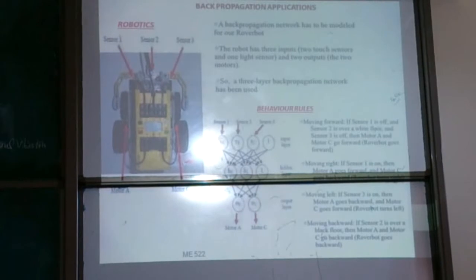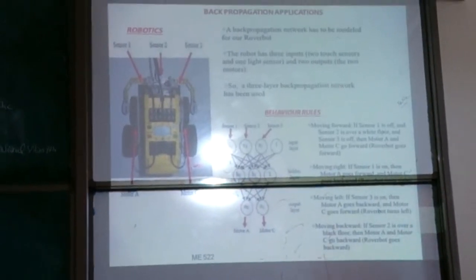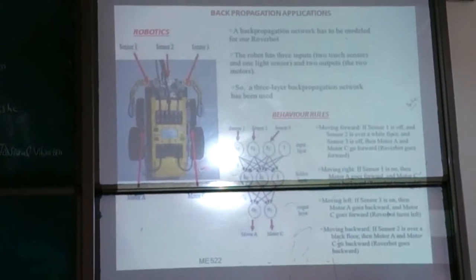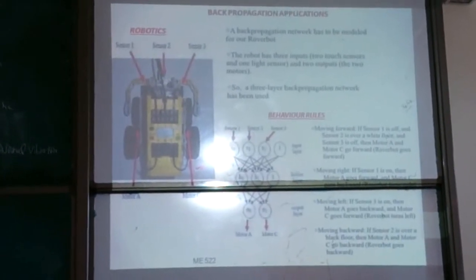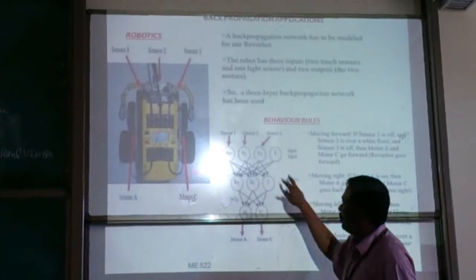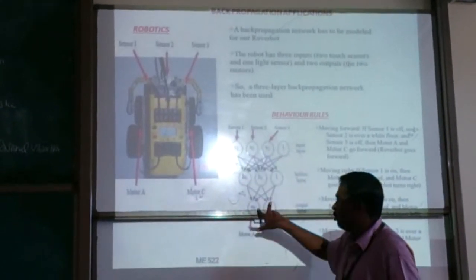Input sensors 1, 2, 3: two touch sensors and one light sensor. And two outputs, that is motor A and motor C. We are proposing a 3-layer back propagation network, which is something called a multi-layer feed-forward network. The first layer is the input layer, with 3 inputs and 2 outputs.